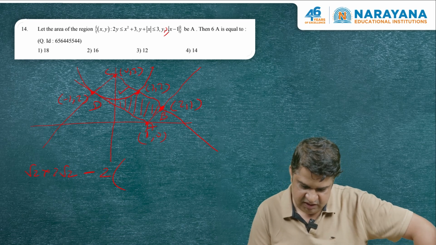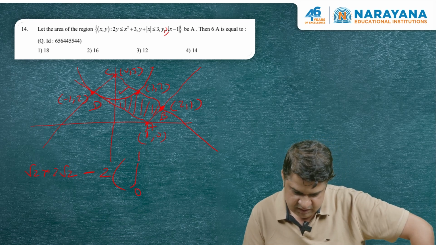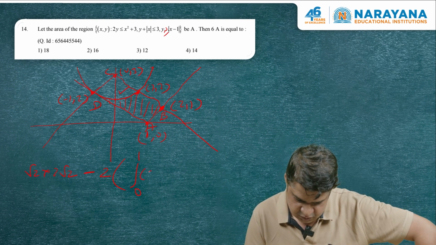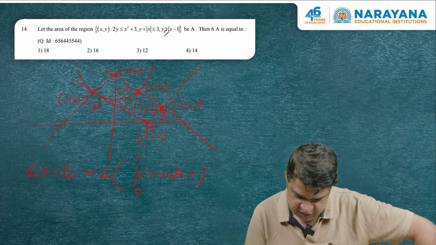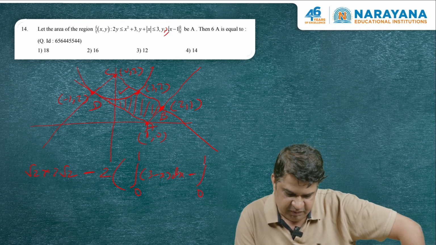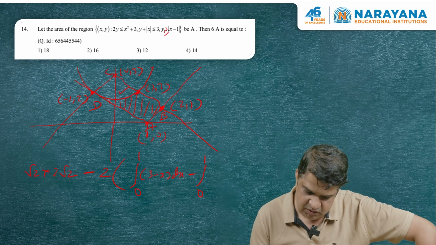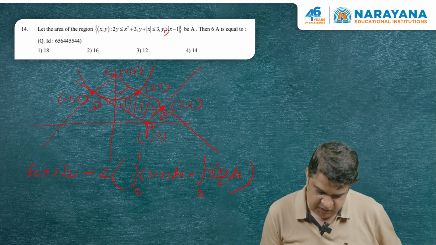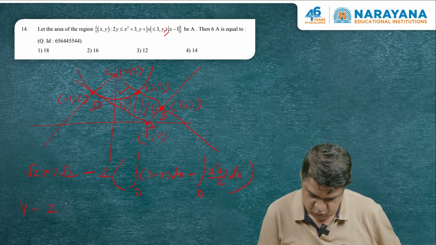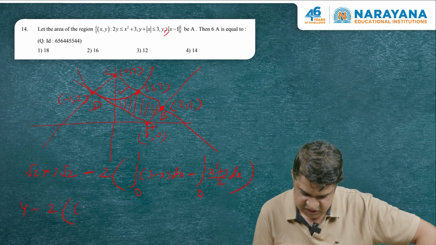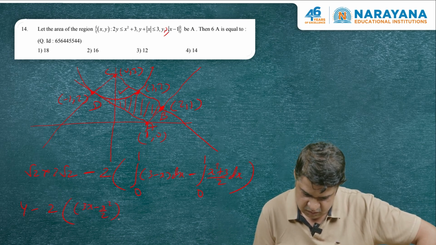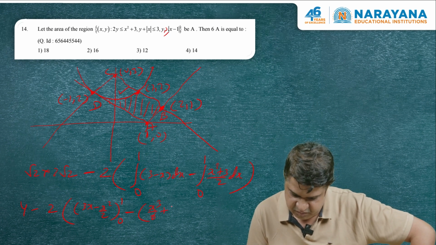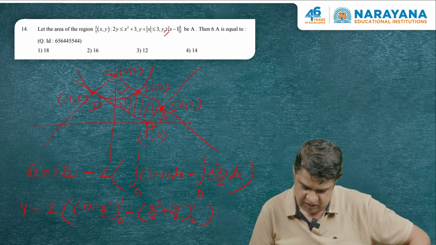Now, how to calculate this area? For that, from 0 to 1 integrate this line. What is this line? 3 minus x. So, integral of 3 minus x dx, and from that subtract the area formed by the parabola in 0 to 1. So, integral from 0 to 1 of (x square plus 3) by 2 dx. So, it will become 4 minus 2 times, that is [3x minus x square by 2] from 0 to 1, minus [x cube by 6 plus 3x by 2] from 0 to 1.